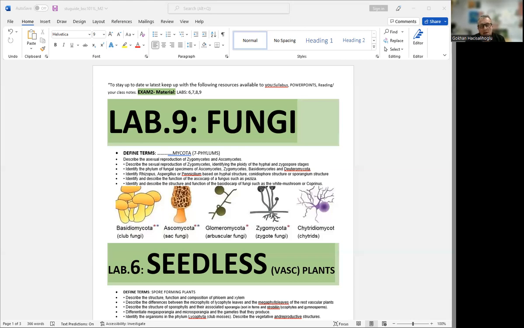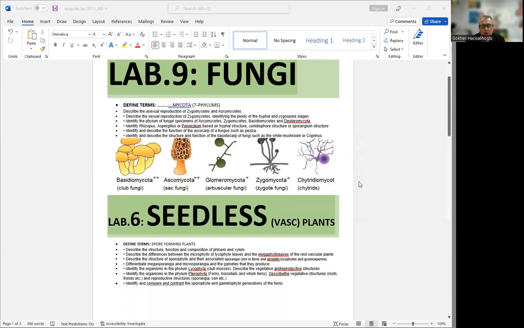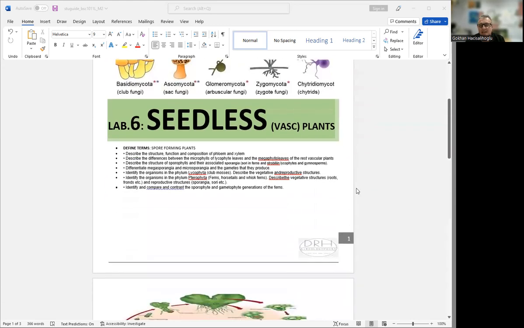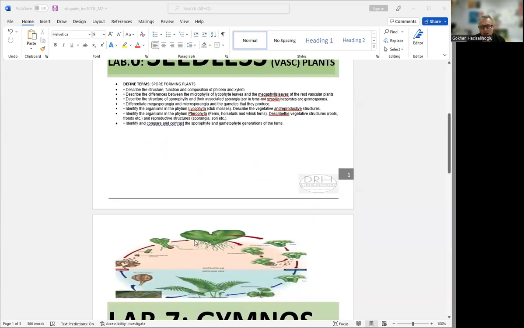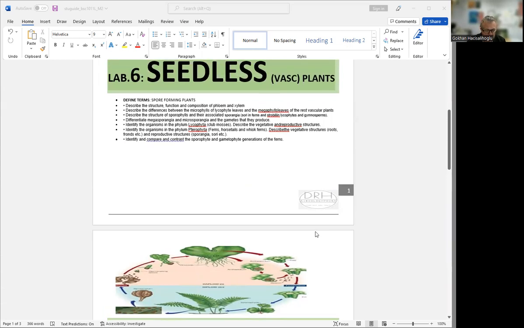So this is lab number 9, and lab number 6 is seedless plants, also called seedless vascular plants. So let's go over seedless plants. This is the second group of plants that we've seen after bryophytes. They are a little more advanced than bryophytes. They are seedless. Ferns and fern allies are the most well-known seedless plants. That's why there is a fern life cycle in this picture.